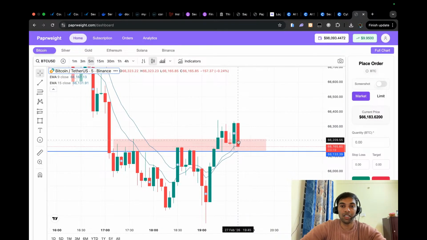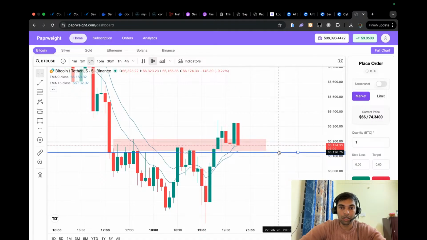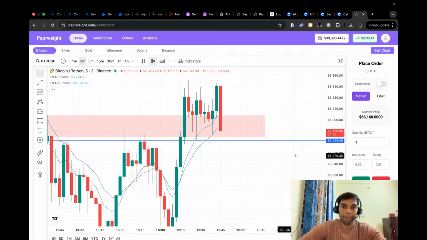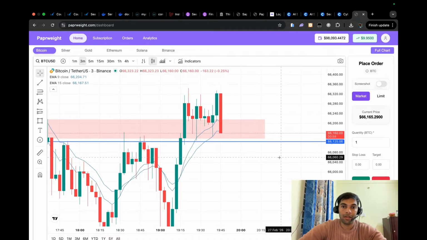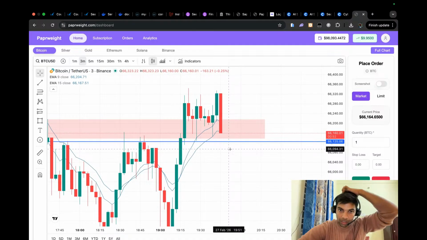And as you can see in Bitcoin, our trade is almost ready. We will punch the trade below this candle. At 5 minutes, it's still 3 minutes to close the candle, and on the smaller timeframe, it is 15 seconds to close this candle.